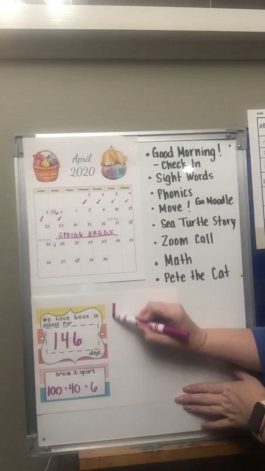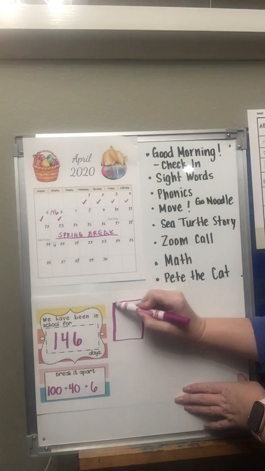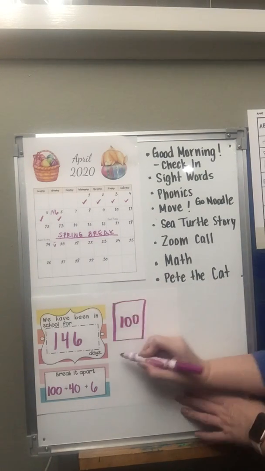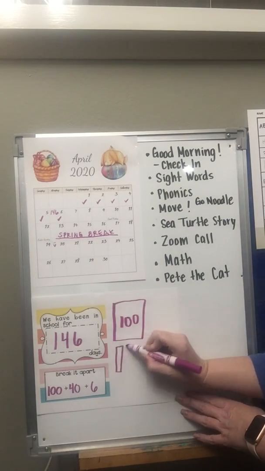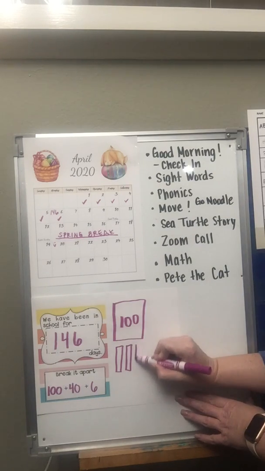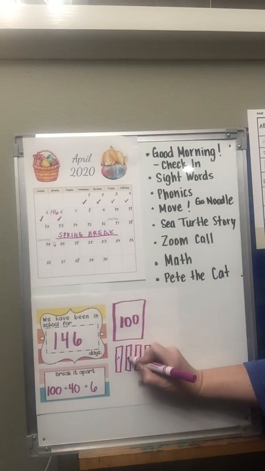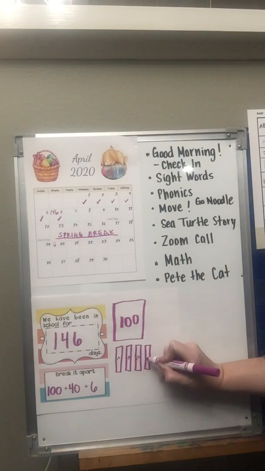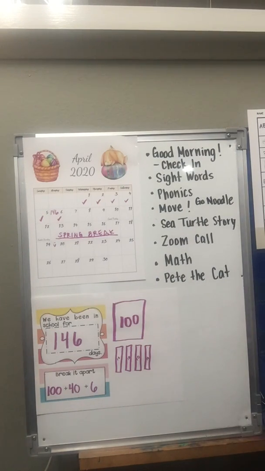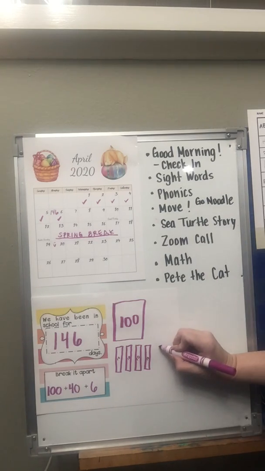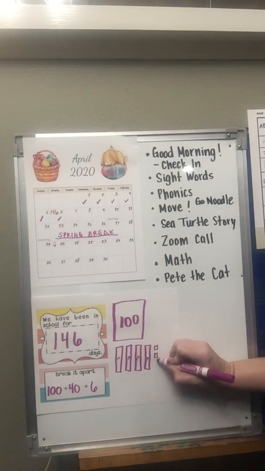So if you wanted to draw that, you could draw your 100 flat. You could draw your 4 groups of 10. You could also do 4 ten frames. And remember, you have on your iPads the ten frame app, or Number Frames it's called. So if you don't have an iPad from school, there's the app that's called Number Frames. You guys can use Number Frames if you want to practice making the days of school.